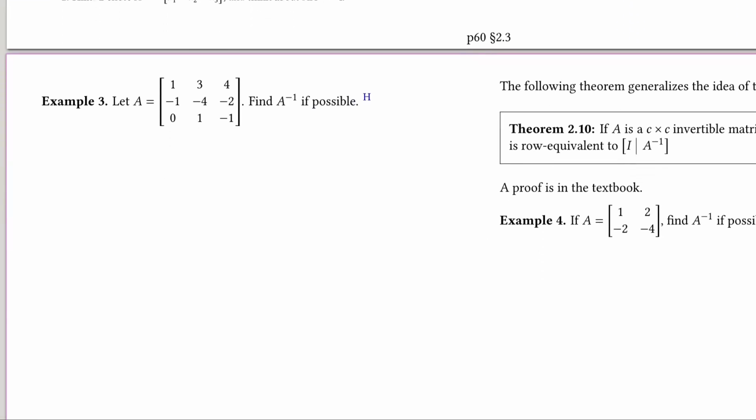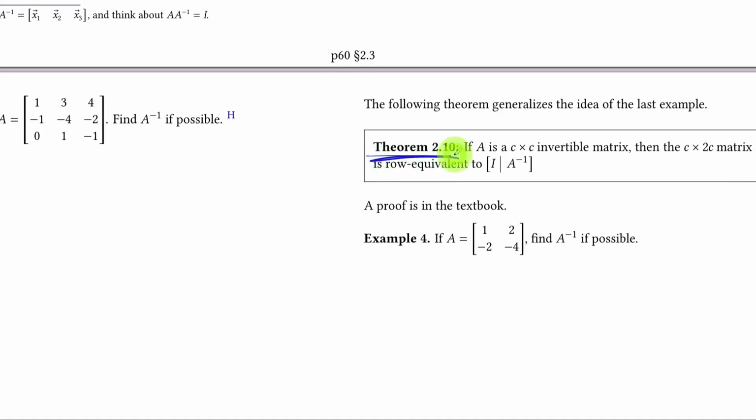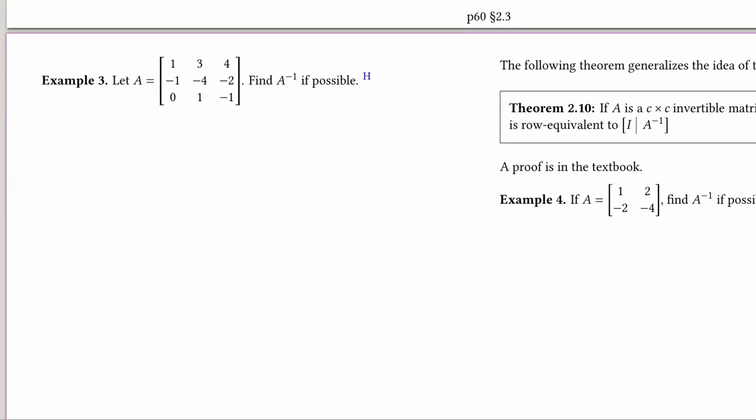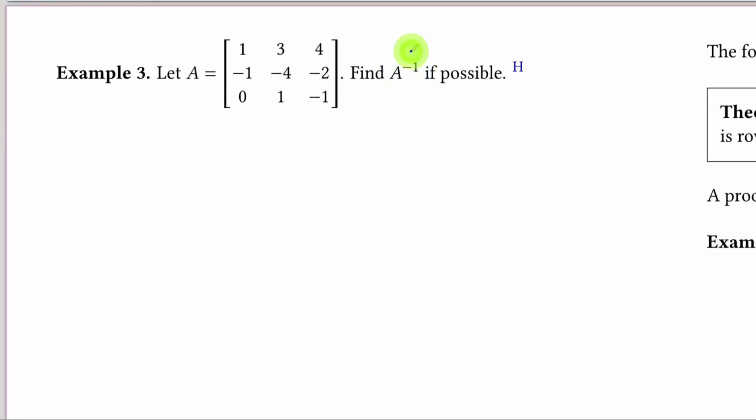All right, let's look at example 3. This example is going to be a little involved, and it's going to justify theorem 2.10. Now, we don't have any way to find A inverse yet. We haven't seen any method for finding the inverse of an arbitrary matrix like this. But there's a trick. And to figure out the trick, let's think about what A inverse is. What is the goal? The goal is to find an A inverse.